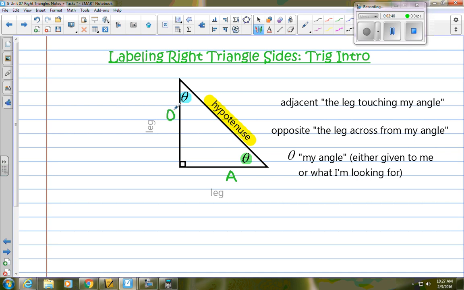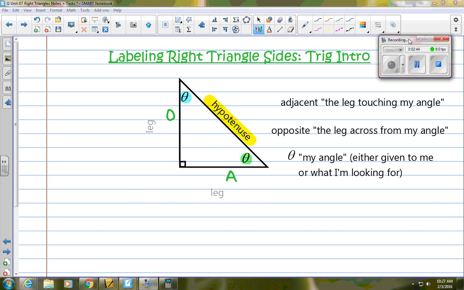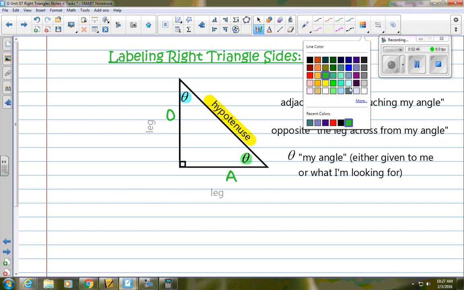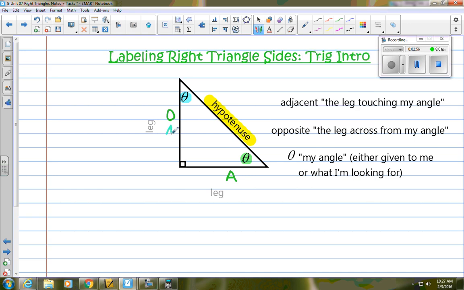Okay, now that's going to change if we, for example, looked at this blue angle up here. In this case now, this is the leg that's next to my blue angle, so we would label that one with an A. And this side is the one that's all the way across from it, so that one would be the opposite side, or the one we would label with an O.